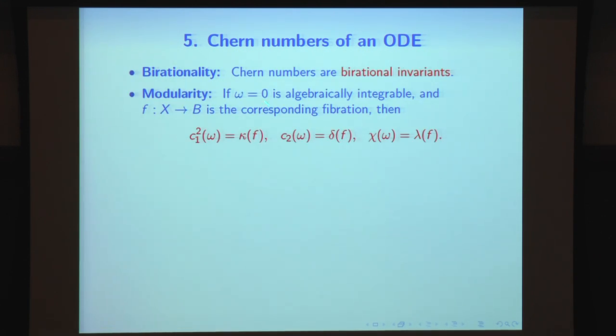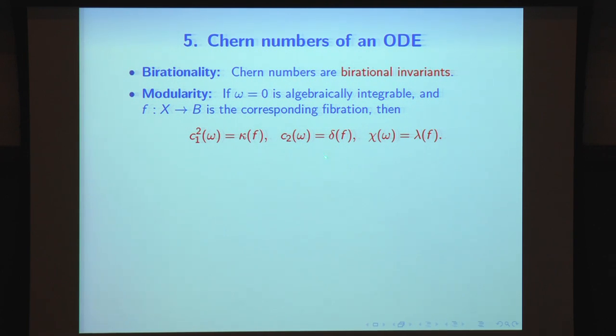Okay, the Chern numbers are birational invariants. So this means the Chern numbers are independent of the blowing ups. The modularity means that if the differential equation is algebraically integrable, because omega is a reduced differential equation, if it is algebraic, then the corresponding family of curves is a fibration.